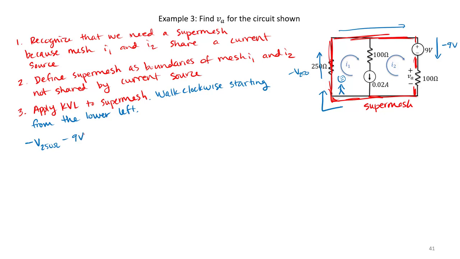a voltage drop across the 9 volt source. I also have a voltage drop across that 100 ohm resistor. We know that voltage is also equal to VA, but for now, let's leave it in terms of just the 100 ohm resistor. So notice that's all I've got. I just have those three components, so the sum of voltage rises and drops must be 0.